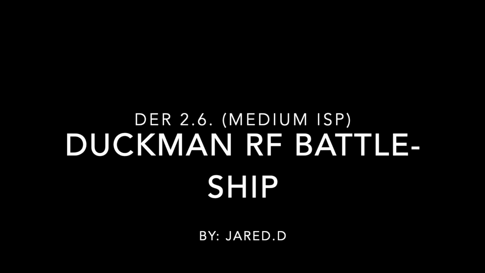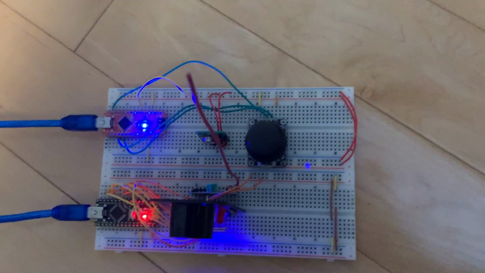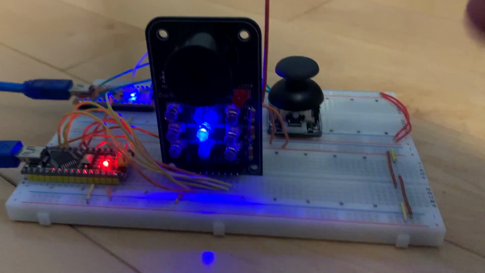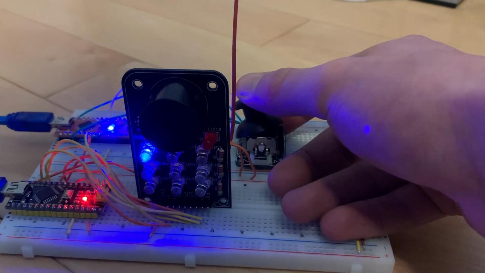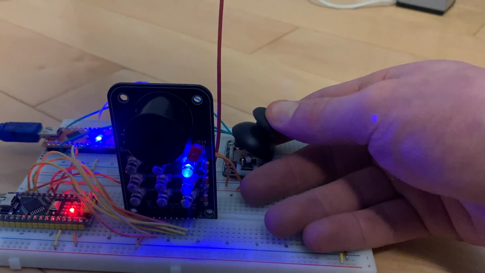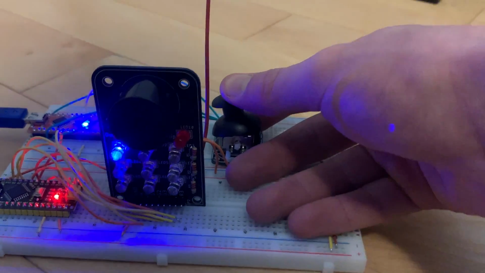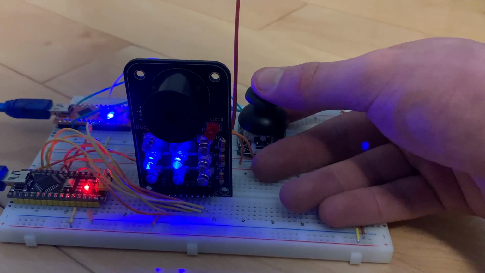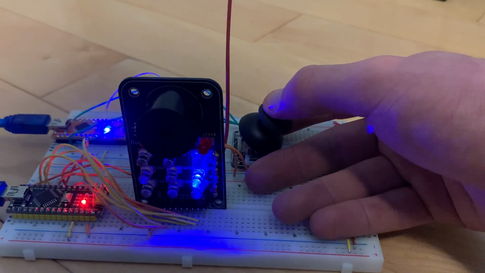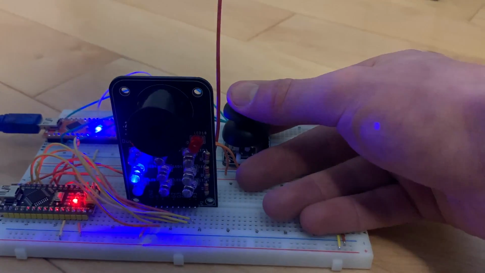Here is my 6th DER and first ISP of my grade 11 year, Project 2.6 Medium ISP Duckman RF Battleship. This project is essentially an extremely basic version of a wireless console, consisting of a small 3x3 LED display, a PS2 joystick, and a basic wireless system. To complete this project, there were 3 main steps, beginning with the PCB design, followed by the code itself, and finally the radio frequency integration in this project.